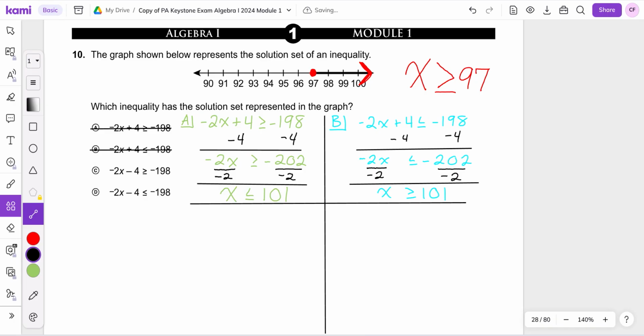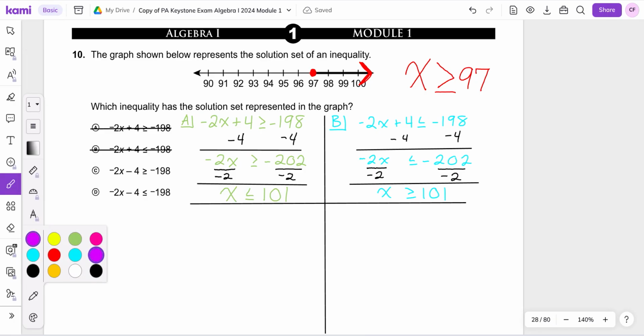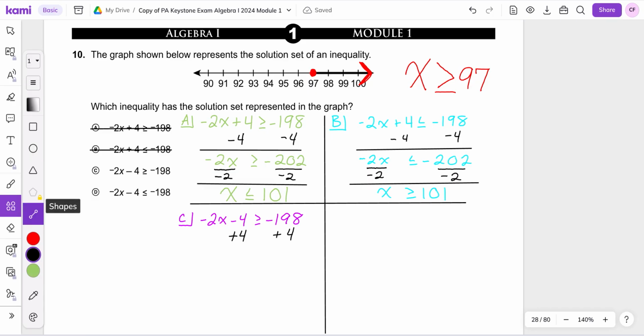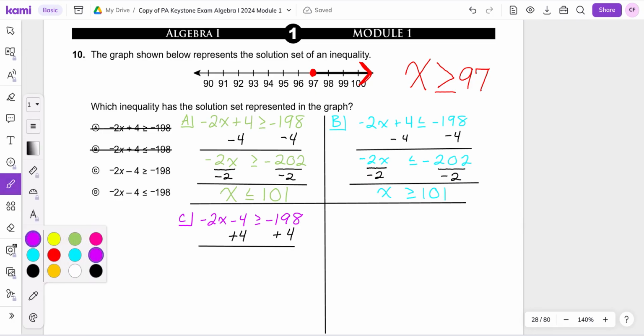Leaves us to options C or D. Let's try option C first. Negative 2x minus 4 greater than or equal to negative 198. So in part A and B, we moved the positive 4 by subtracting it, but now I'm starting with a minus 4, which tells us to move it, the inverse of minus, plus. Add 4 to both sides. This then gives us negative 2x greater than or equal to negative 194.